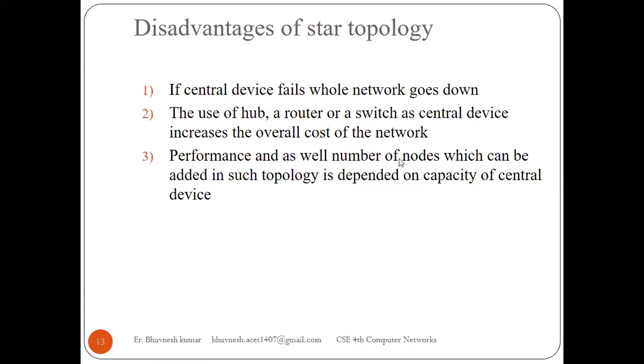Performance, as well as the number of nodes which can be added in such a topology, is dependent on the capacity of the central device. If we want to increase your performance or your connections, that all depends on your central device. I have told you a hub ranges up to 10; we can only connect 10 PCs. If we want to connect more PCs, then we have to use a switch. If we have to connect more than that, or want to increase the speed, then we have to use a router also.